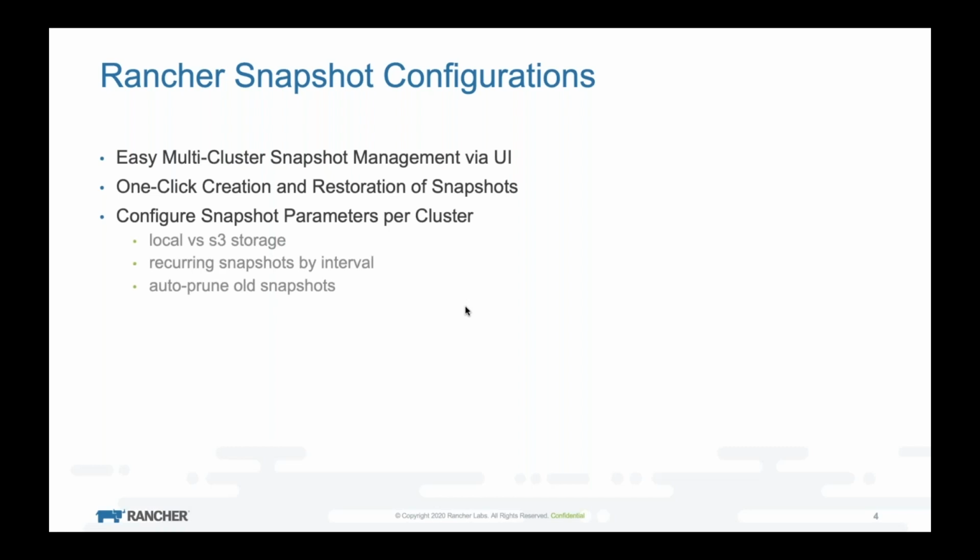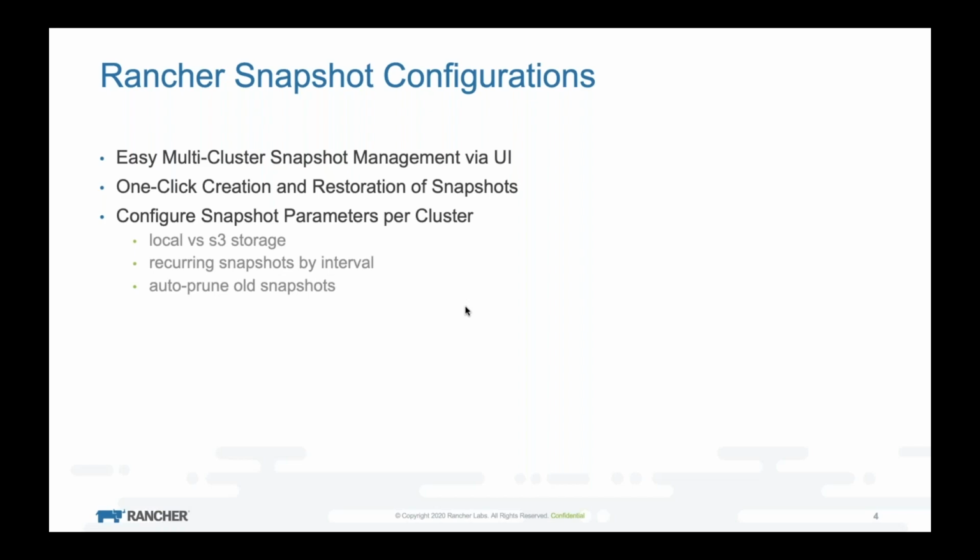So the Rancher UI would actually give you all of these options, the local versus S3 storage. That was the functionality that the CLI already provided. But on top of that, the Rancher management plane additionally gives you the opportunities to do recurring snapshots based on interval. So you could say every 4 hours, I would like to back up my cluster to a snapshot.